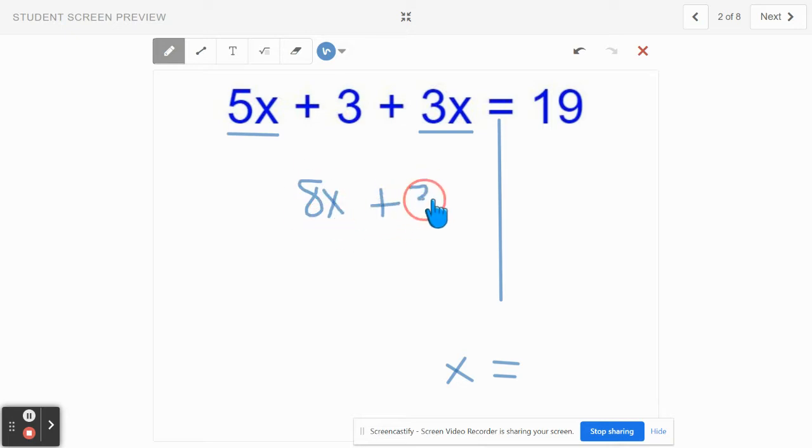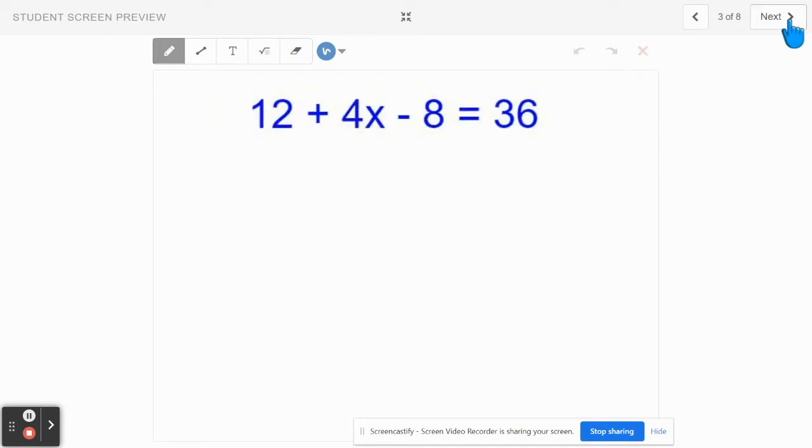plus 3 equals 19, okay? 8x plus 3 equals 19. Now from here, you're going to subtract 3, all right, to get 16, then divide the 8. You guys go ahead and do that on your slide. You got that. All I did was help you with the like term part.